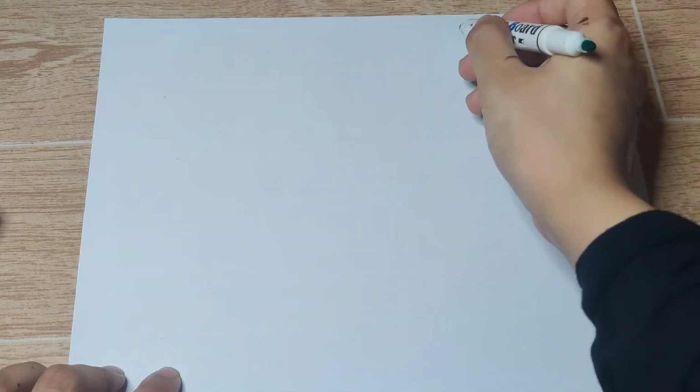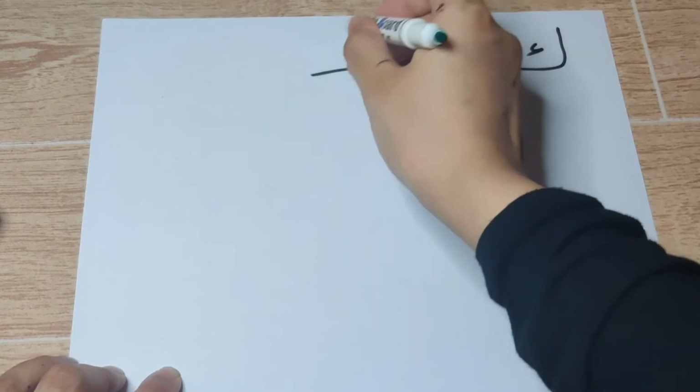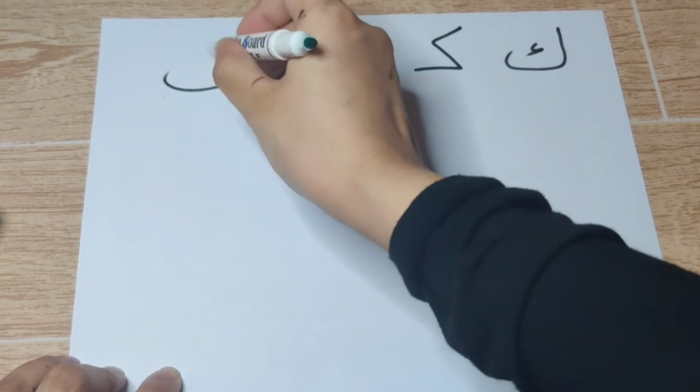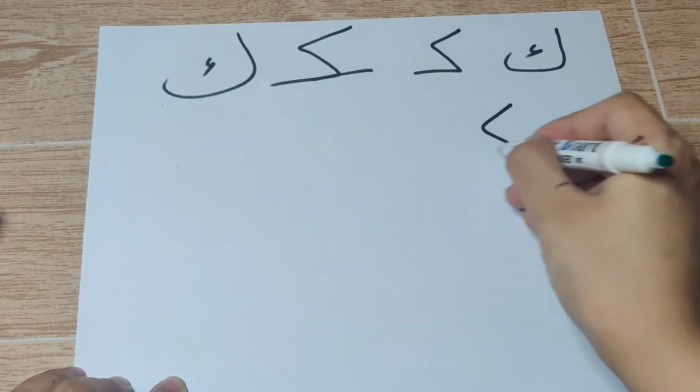Alright, today is going to be the 22nd letter of the alphabet of the Arabic language, which is KAAF. It's called KAAF, just like the letter K in English. This is how we write it in the beginning, in the middle, and in the end.